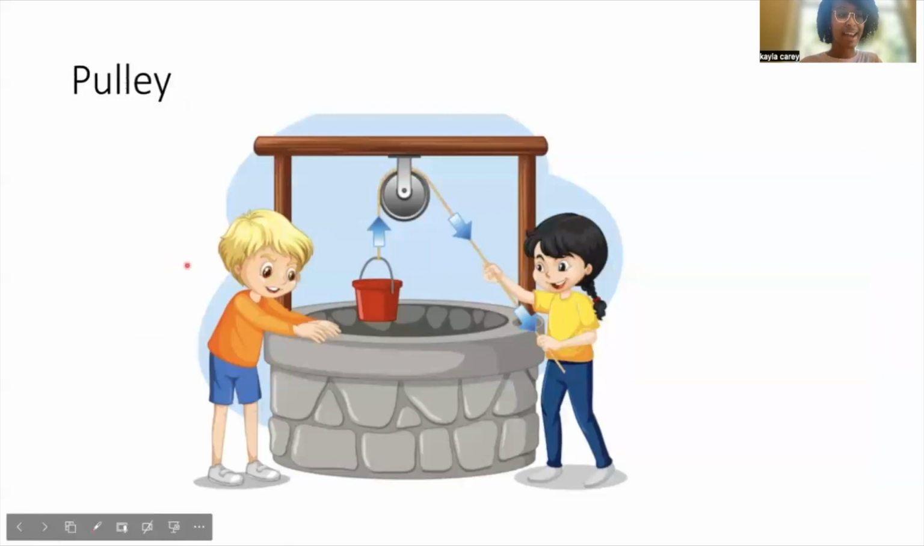Another force that can act on an object is a pulley, which works against gravity. A pulley is a device with a wheel and a rope, and both of these can be tied to an object to raise it up. Think of a well. The easiest way to get the water is by putting up a bucket, tying it to a string, and using the rope to pull it up.